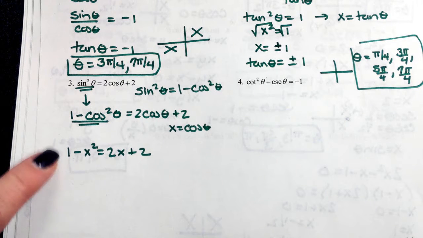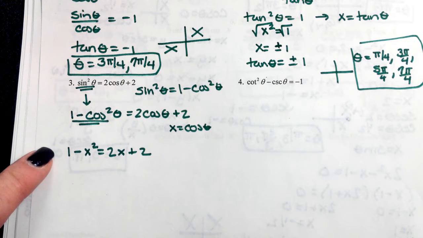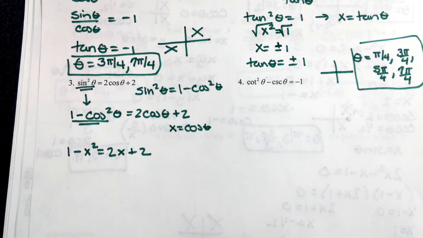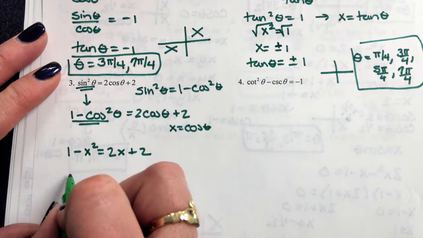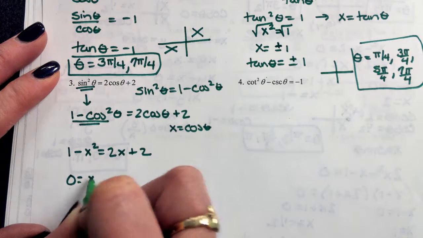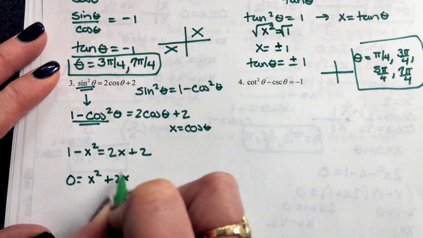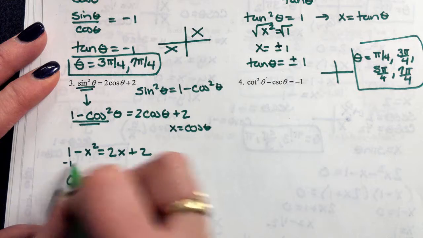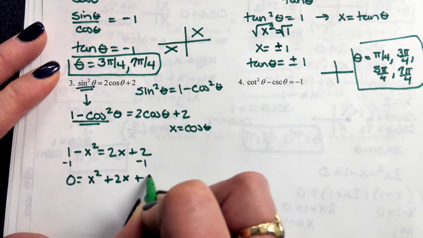Is this a quadratic or a linear equation? Quadratic. What do you have to have on one side of the equation to solve any quadratic equation? 0. So I'm going to go ahead and move everything over to the right. So 0 is going to be equal to x squared plus 2x. I add x squared to both sides, and then I'm going to subtract the 1. So that'll give me a plus 1.